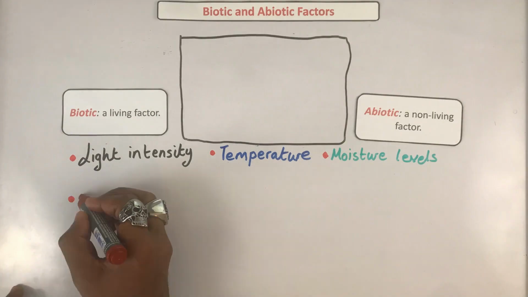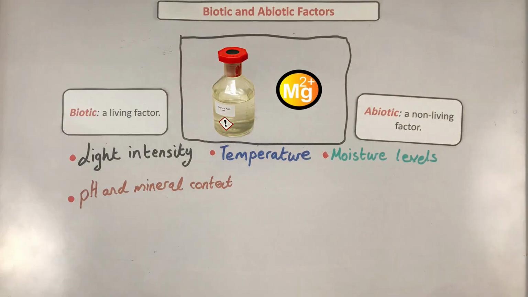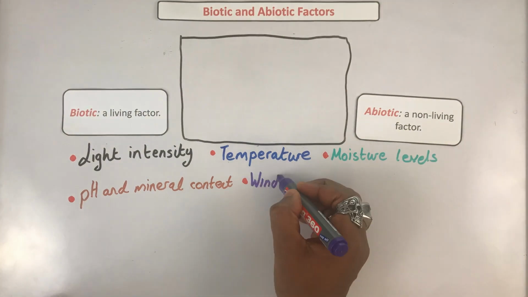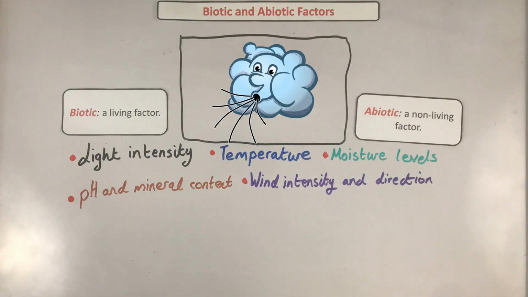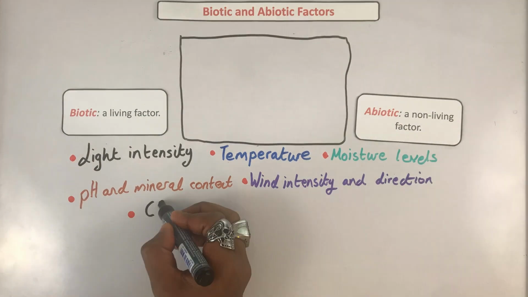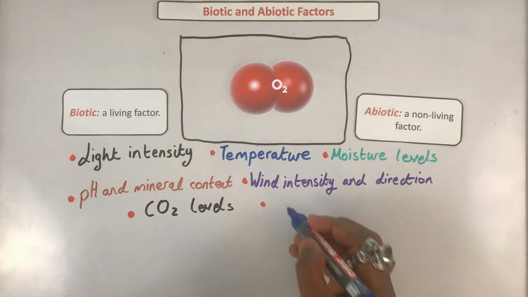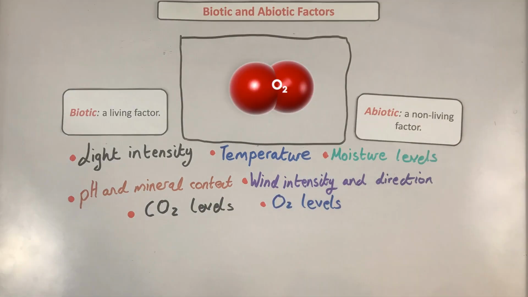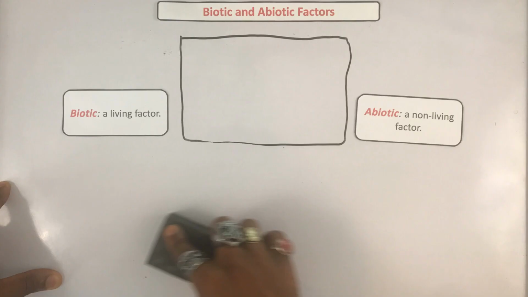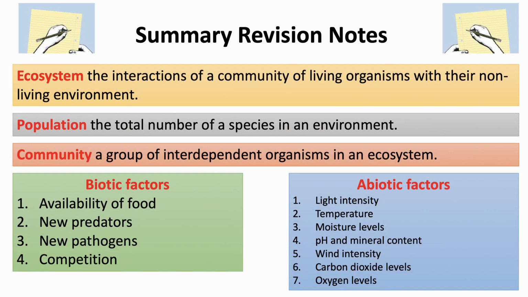The fourth is pH and mineral content. Remember, this also affects the enzyme activity. The fifth is wind intensity and direction. Strong winds can damage your plants. The sixth is carbon dioxide levels, and that's for plants. And the seventh, the last one, is oxygen levels, and this is mainly for aquatic animals. Here are some summary notes on all of that.